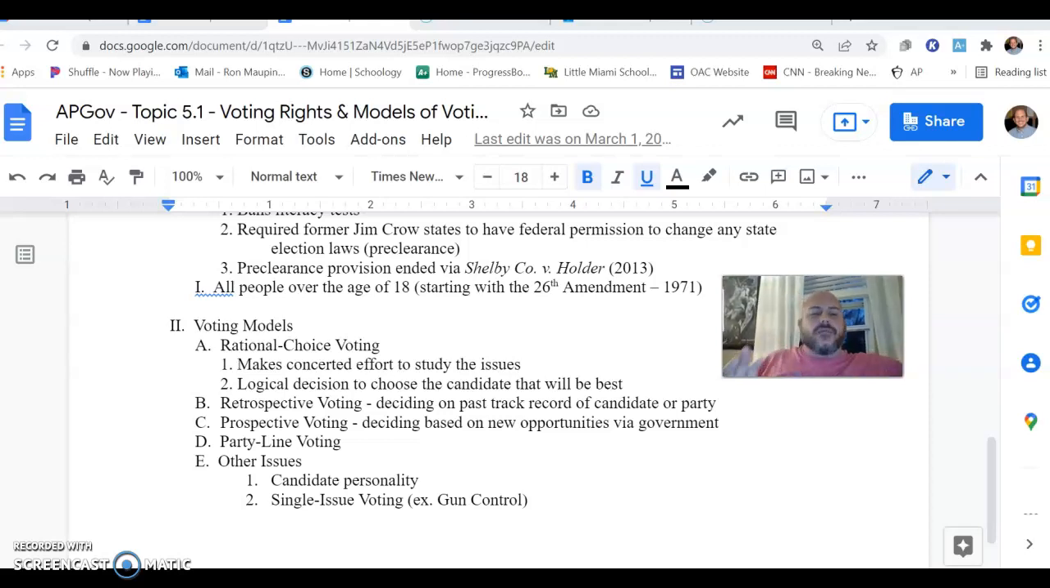Conversely, you also have what's called prospective voting. And once again, you look at the prefix there, pro, that means moving forward. And so the idea is you're not necessarily looking at a candidate's past performance. You're looking at the message of what this candidate is promising and determining whether you like that promise or you like that plan or not.